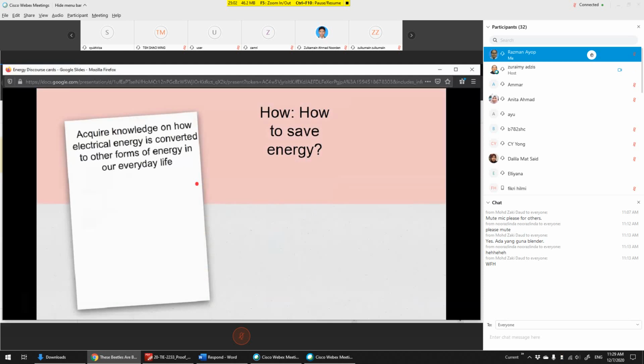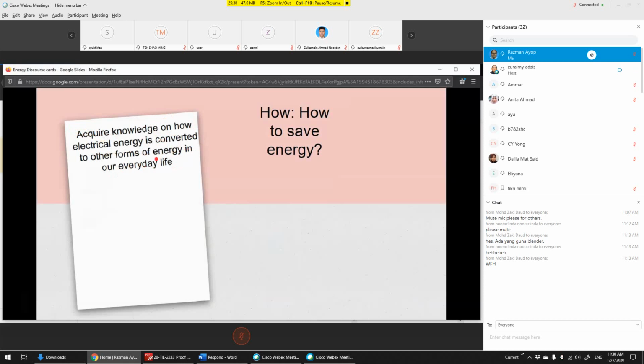Number 1, acquire knowledge on how electrical energy is converted to other forms of energy in our everyday life. So whoever listens here, one thing, energy can neither be created nor destroyed. So there's no perpetual energy. Energy doesn't come free. Okay, you have to convert it from another form of energy. Nowadays, lots of them are using fossil fuel. Alright, so kena ambil tahu. Kita kena ambil tahu bagaimana tenaga elektrik ni ditukarkan kepada tenaga-tenaga lain.